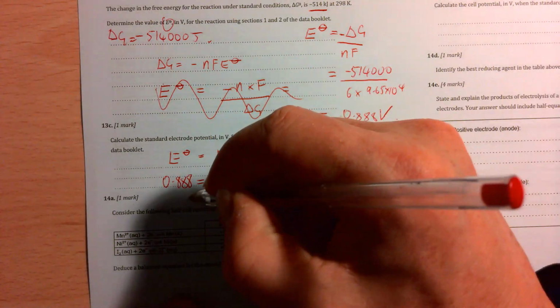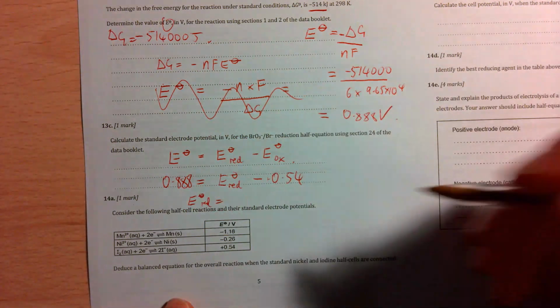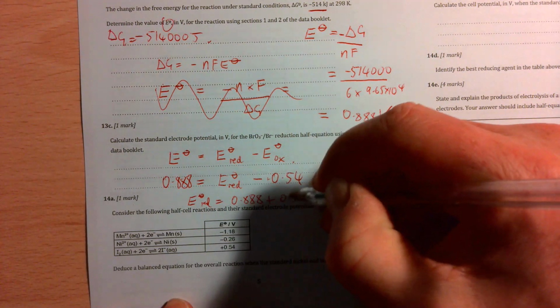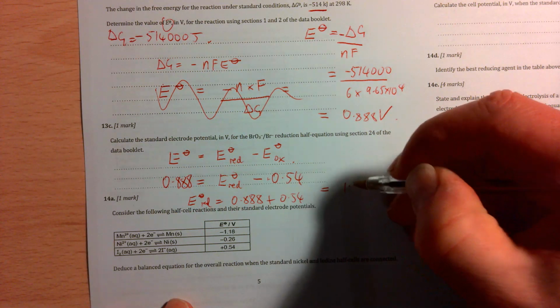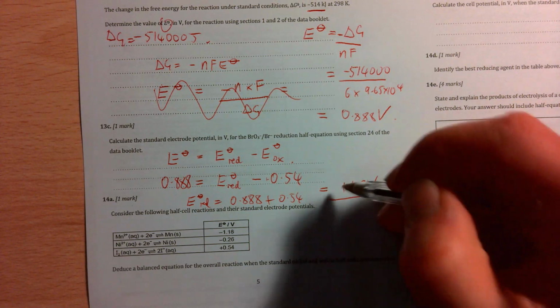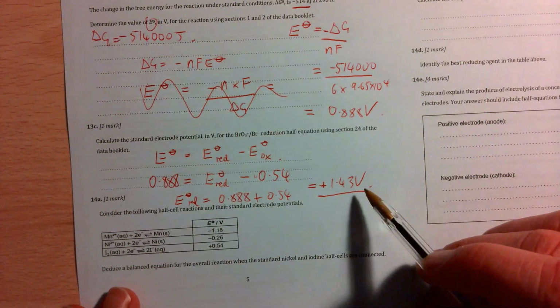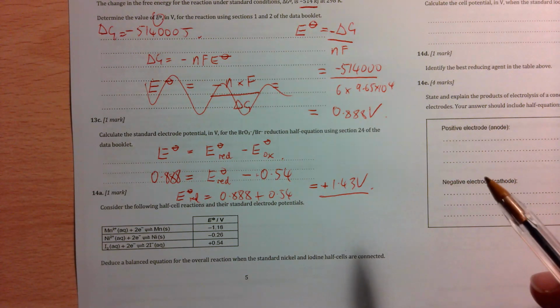So just get to rearranging now. So E standard for the reduction is equal to 0.888 add 0.54, and that will come to 1.43 when you plug it all in and round it up. Okay, there we go, done. And as I told you, it's good practice to show the signs here as it is in enthalpy changes. I'm going to pause that video and I'm going to do question 14 in a bit.